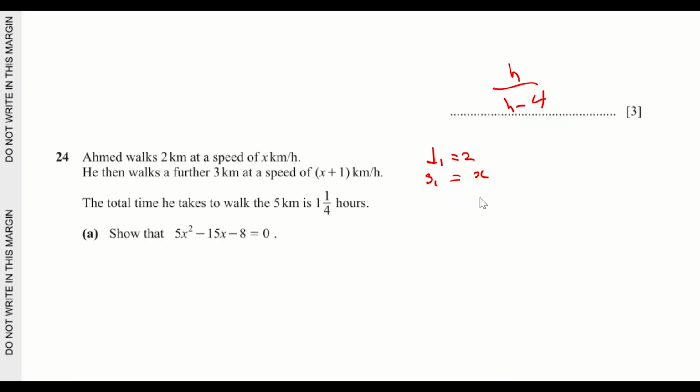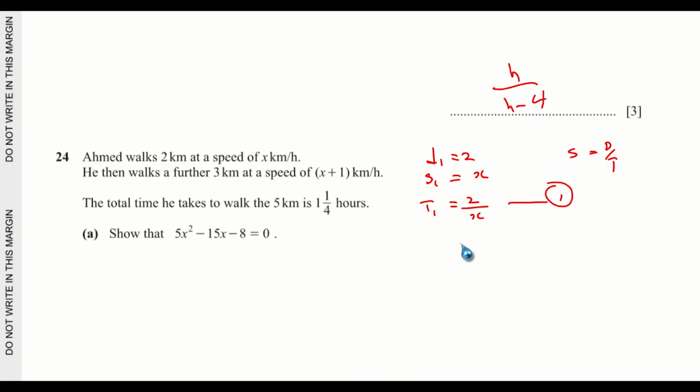Okay, let's do it like this. You know, speed is equal to distance over time. So time will be equal to distance over speed. So that means t1 will be equal to distance over speed. That will be 2 over x. Okay, so this is the first one. You can call this one here.